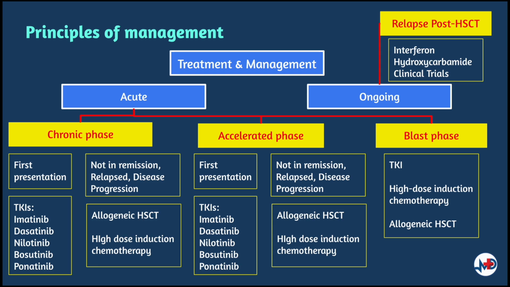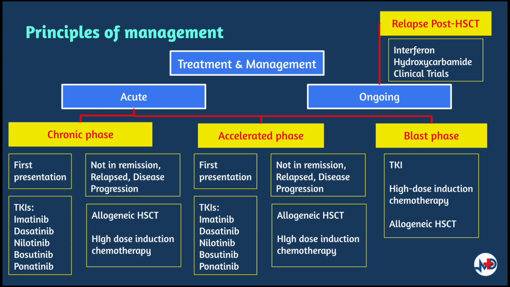If tyrosine kinase inhibitors have failed, provided the patient is fit, allogenic hematopoietic stem cell transplant combined with high-dose induction chemotherapy can be considered. If the blast crisis is lymphoid in nature, high doses of ALL induction therapy is indicated. Myelogenous blast crisis would then call for an AML regimen.